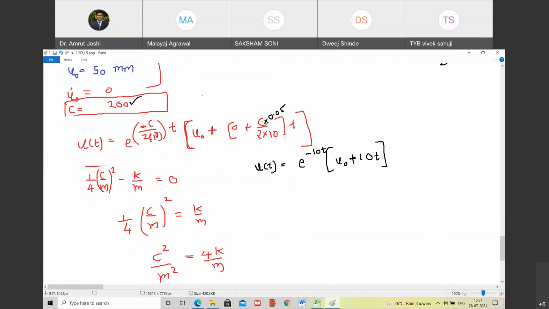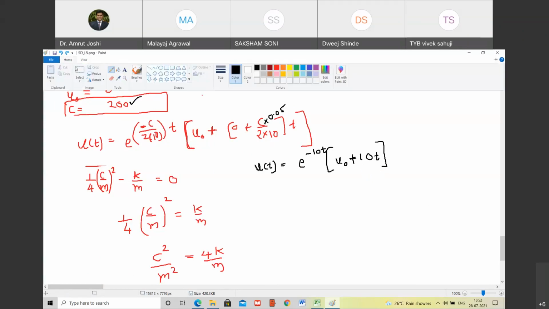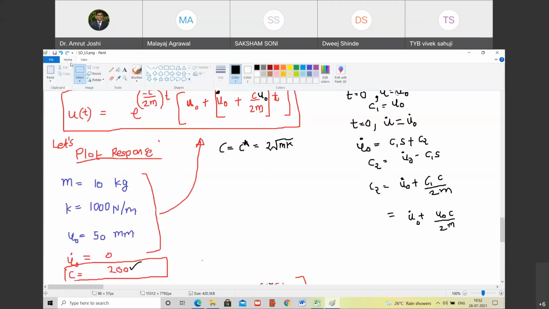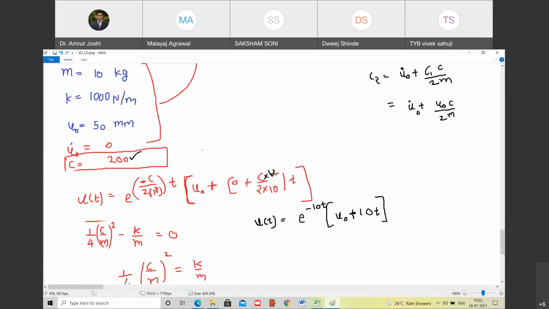Then this c into 0.05, c is 200, 200 by 20 is 10, 10 multiplied by 0.05. To be precise, instead of saying 0.05, I will say it is u0. As I said, u0 was missing here, so that u0 I need to add here. So this is multiplied by u0. Similarly here, this 10t will be multiplied by u0. I hope you have understood this step.